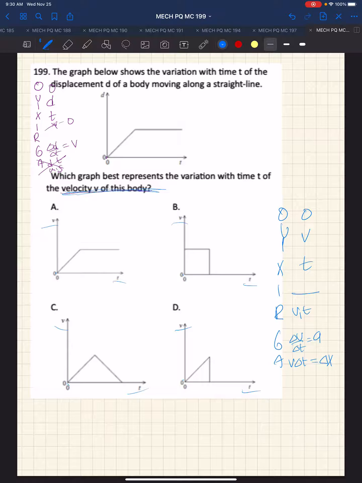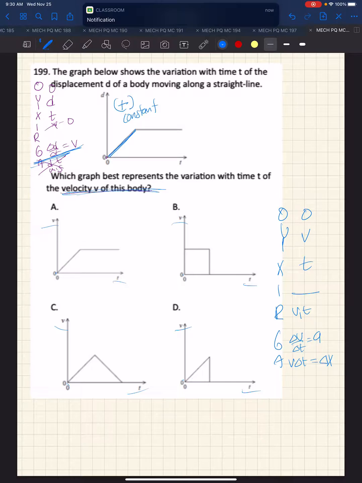We're going to start out by just looking at what the value of the velocity is at the beginning. So we go back to our distance time graph, and velocity is the slope. At the beginning, the slope is positive, and it's constant. It's some positive number that's constant.